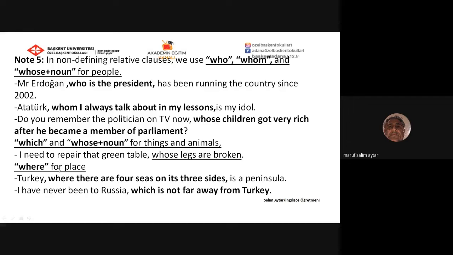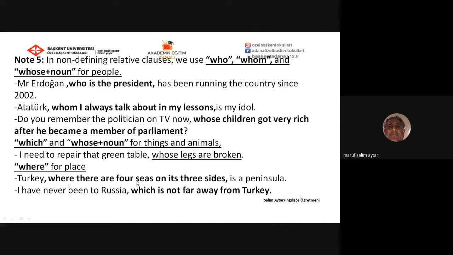Like, I need to repair that green table. Which green table? Whose legs are broken? Okay, but that green table already tells us that this object is known to us. Okay, we can use where for place. Turkey, where there are 4 seas on its 3 sides, is a peninsula. Or I've never been to Russia, which is not far away from Turkey. Okay, so instead of a place, I use where. And when for time, I can say at the same time.